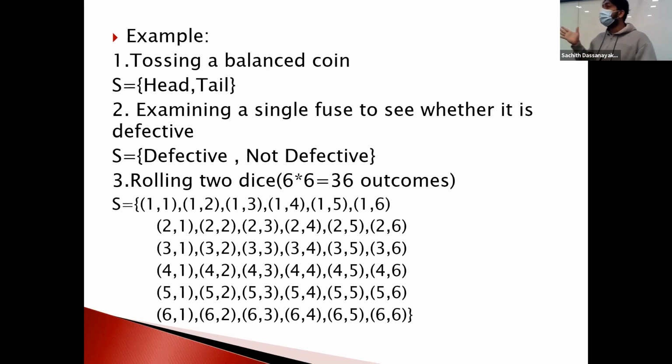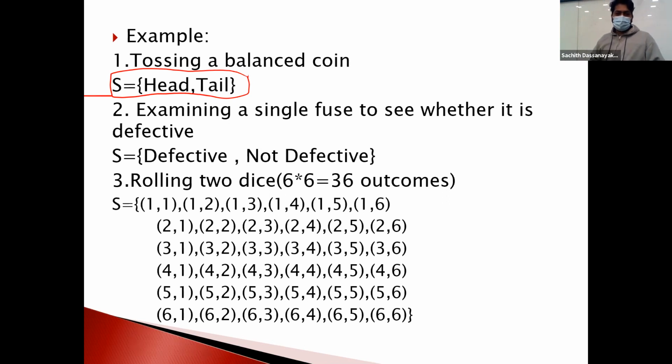So if we are considering a balanced coin, then we have only head and tail. Those are all the possible outcomes, head and tail. Since we use sets, we denote it like this within curly brackets and separate them by a comma. Or you can write head and tail, or H comma T.